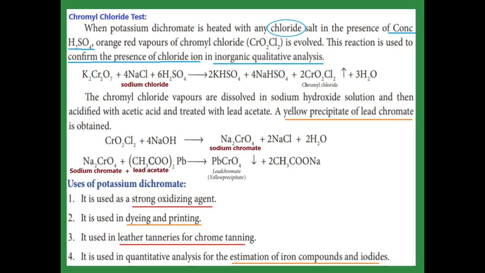Important question: the uses of potassium dichromate. It is used as a strong oxidizing agent, and it is used in dyeing and printing, and in leather tanneries for chrome tanning, and for the estimation of iron compounds and iodide.